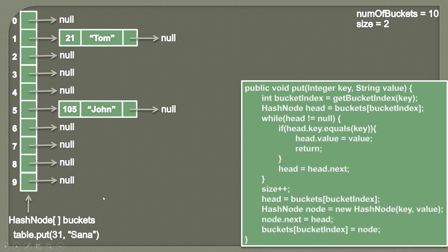Now let's say we want to add one more key value pair where key is 31 and value is Sana. So this is the case where we will actually see the collision and we will see the importance of this next reference. So key is 31 and value is Sana. We calculate the bucket index. 31 divided by 10 will give remainder as 1. So bucket index will become 1.